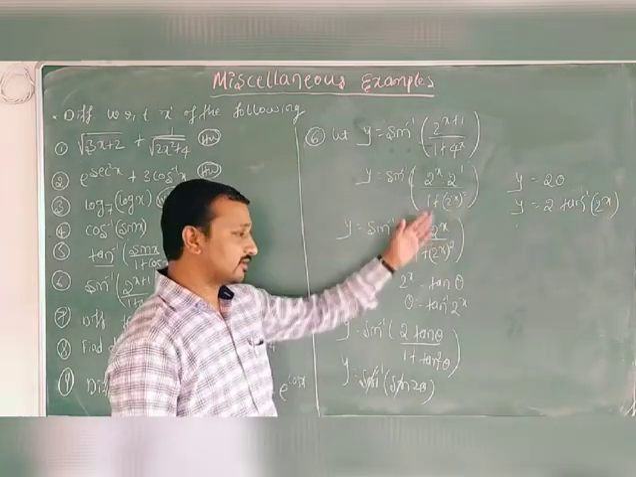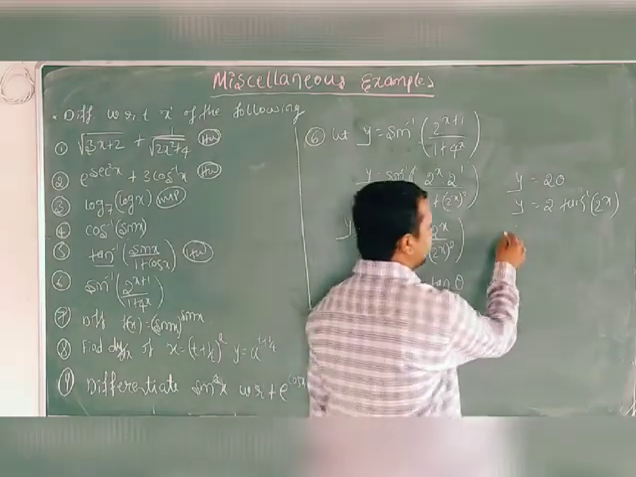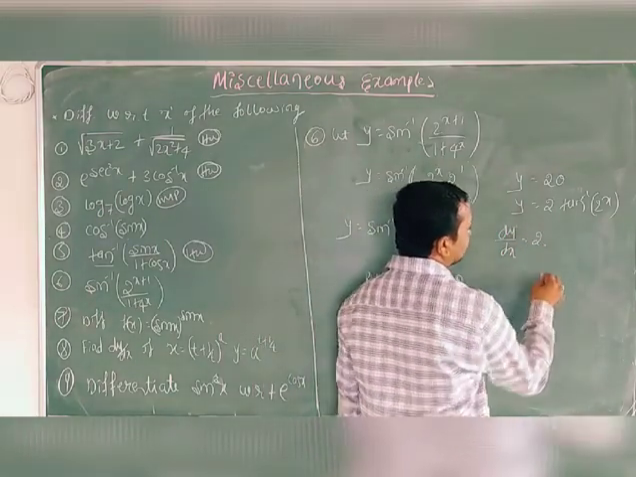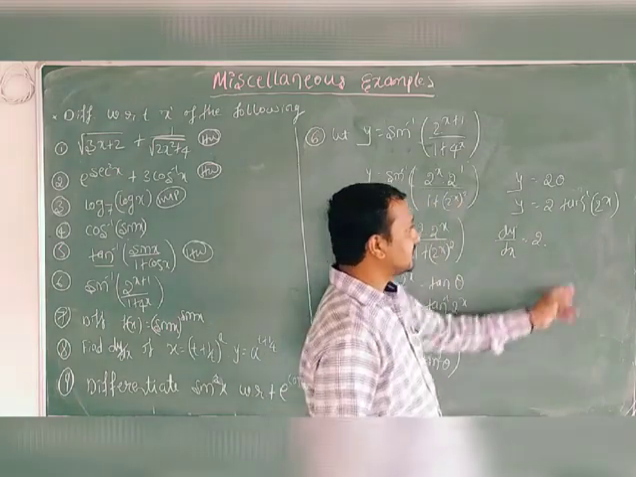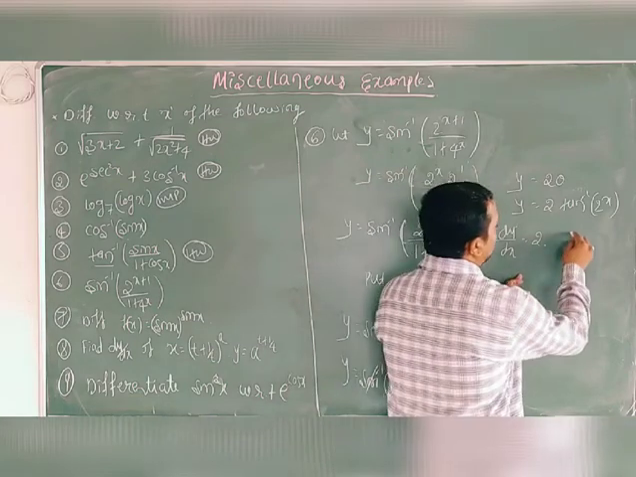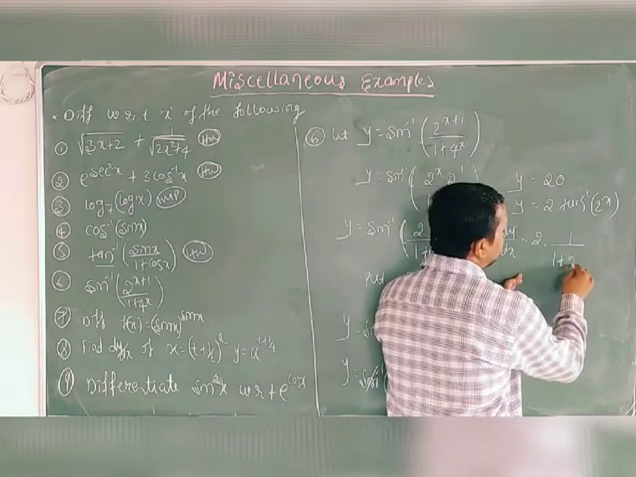Very simple. You can apply the inverse trigonometric function. Then dy by dx equals, take 2 as a common constant term. What is the derivative of tan inverse of x? First of all, apply tan inverse of x. What is that? 1 divided by 1 plus x square.